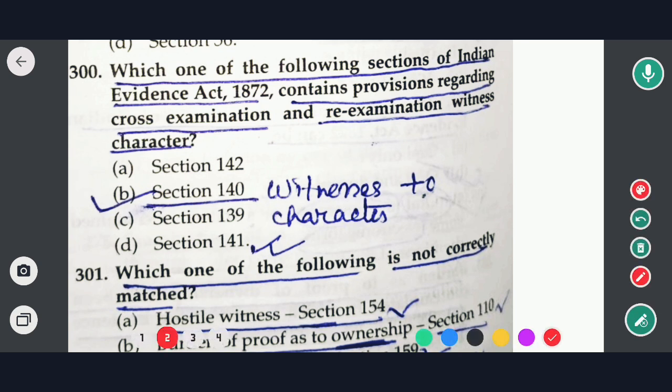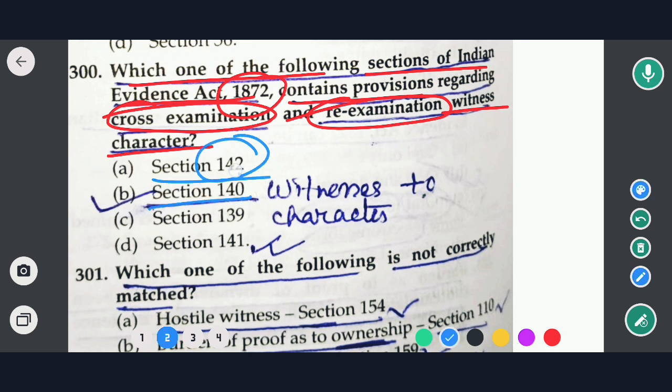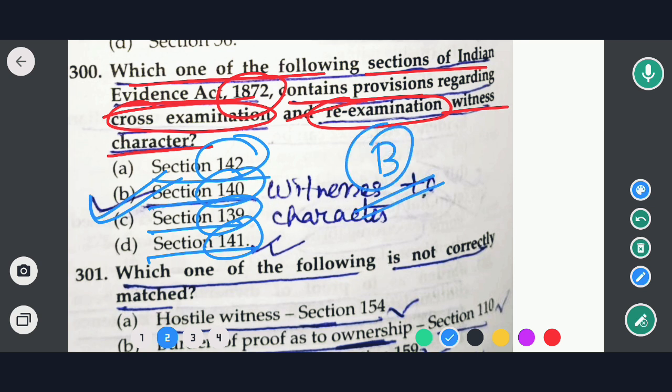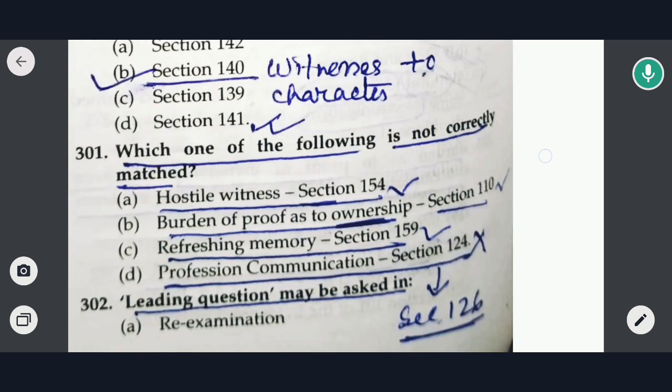Next question is, which of the following sections of the Indian Evidence Act 1872 contains provision regarding cross-examination and re-examination of witness to character? Options are Section 142, Section 140, Section 139, Section 141. So the correct option would be option B, that is Section 141. So here the correct option would be option B. Now on to the next question.